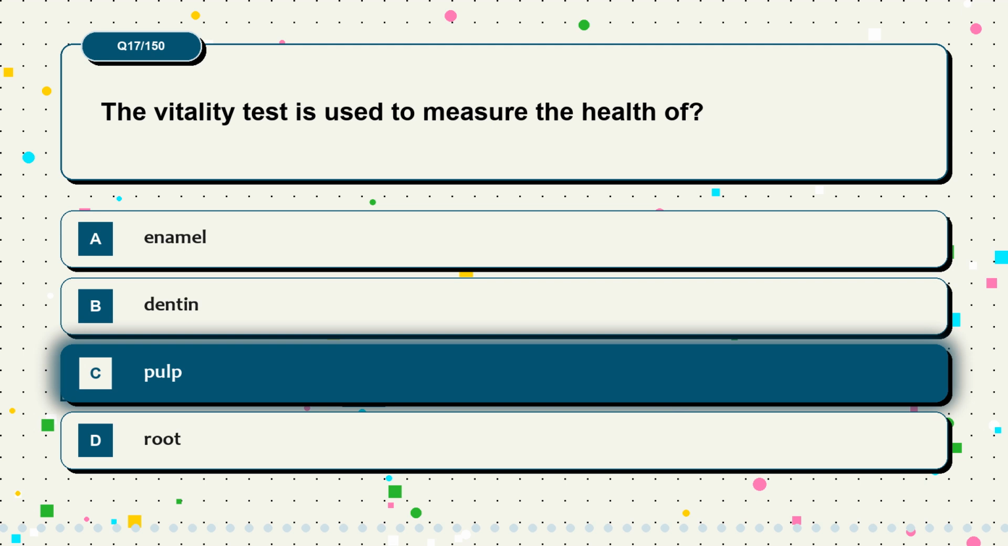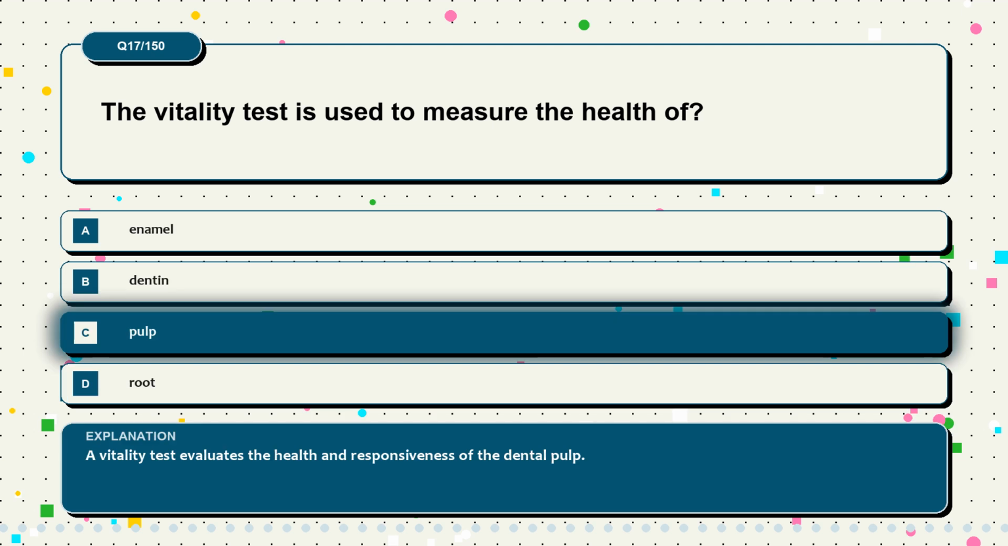The correct answer is option C, pulp. A vitality test evaluates the health and responsiveness of the dental pulp.